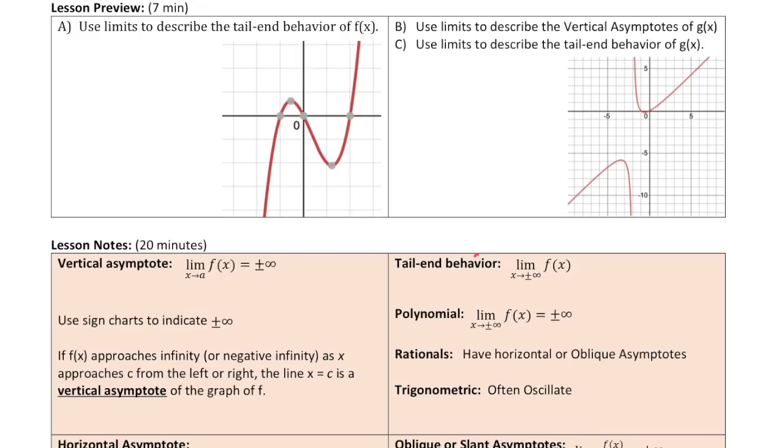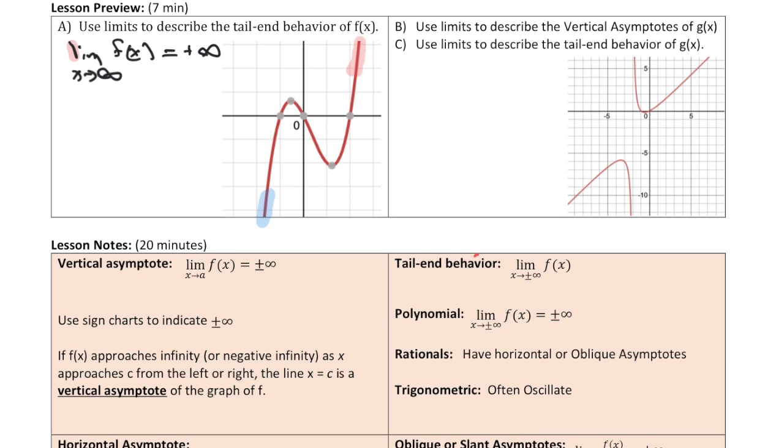For your lesson preview, you were asked to use limits to describe what's going on with your tail end behavior. The right tail is on the right side of the graph, the left tail is on the left side of the graph. For your right tail, you use the limit as x goes to infinity, which means the right side of your f of x. Now, since the tail is heading upward, it's going to positive infinity. For your limit as x approaches negative infinity, your answer is negative infinity.